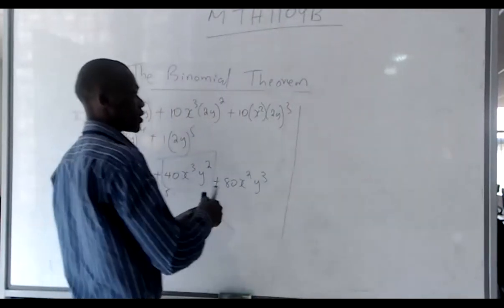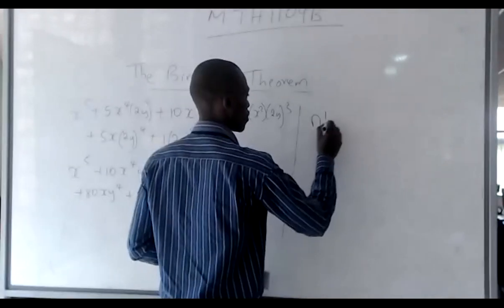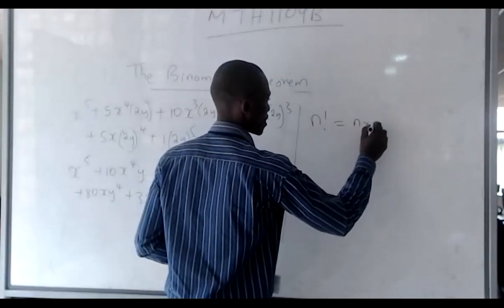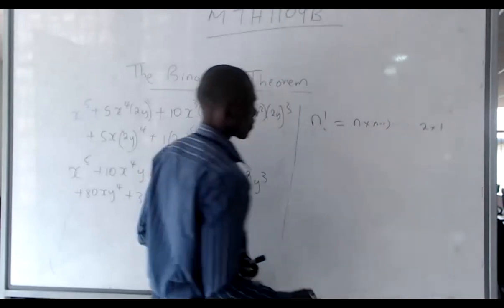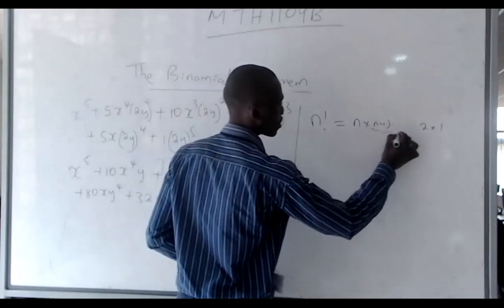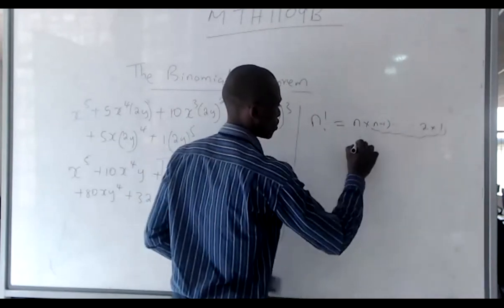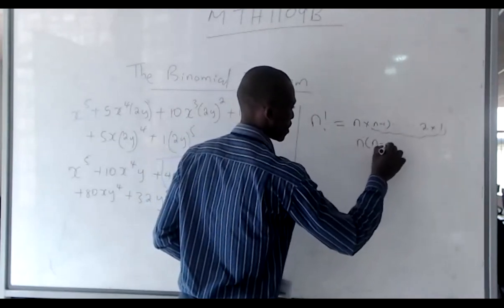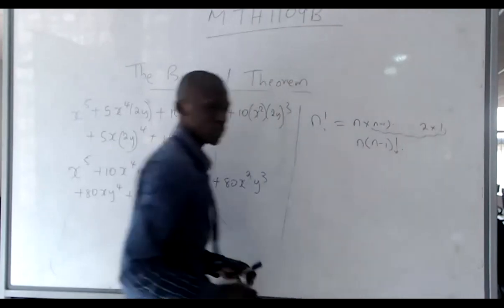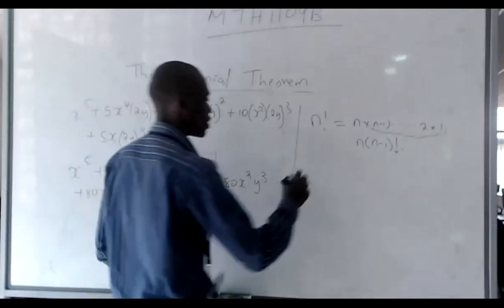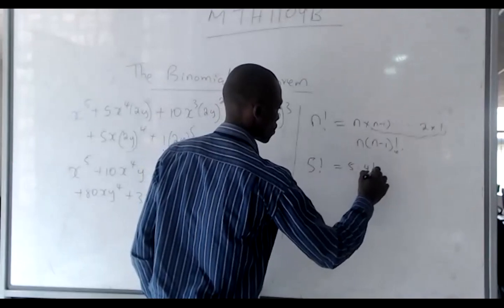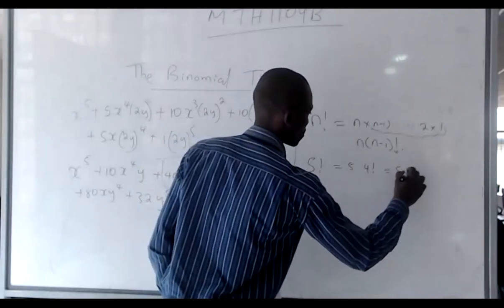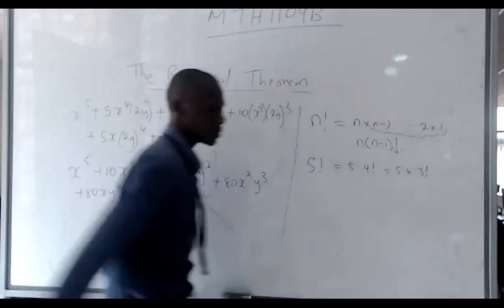So the definition we gave was that n factorial is n times n minus 1 all the way down to 2 times 1. Notice that from n minus 1 going on, you could write this as n times n minus 1 factorial. So it's okay to write 5 factorial as 5 times 4 factorial, which is 5 times 4 times 3 factorial.